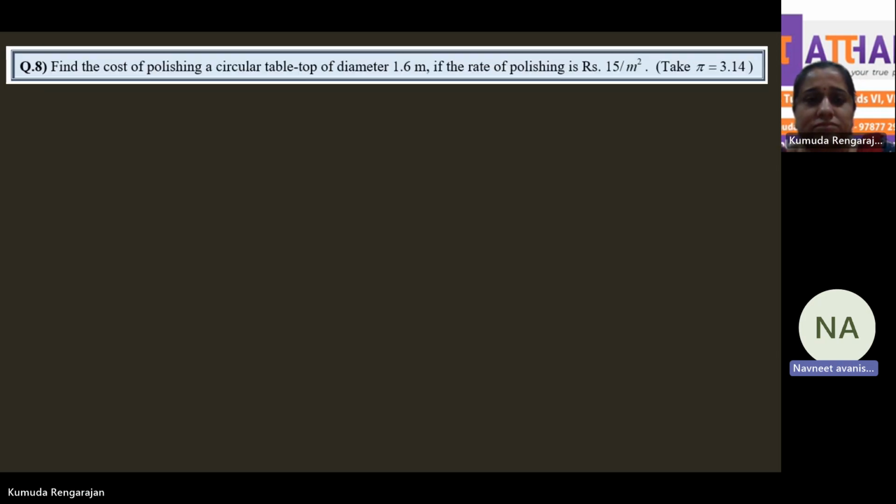We can check if we have done it. Hey, yaar, the circular table. Yeah, we did it. Yes, ma'am, we did it. Ma'am, we did it with 1.5, but there is 1.6, ma'am.